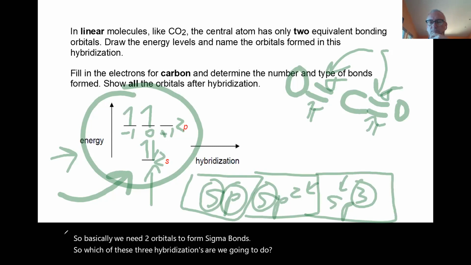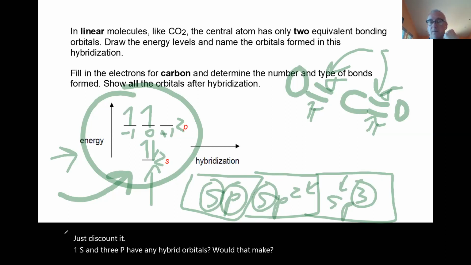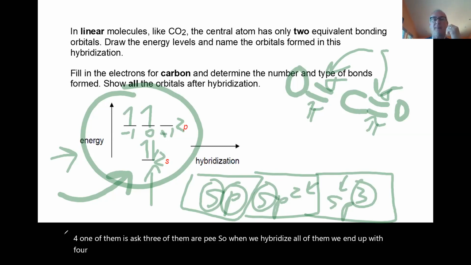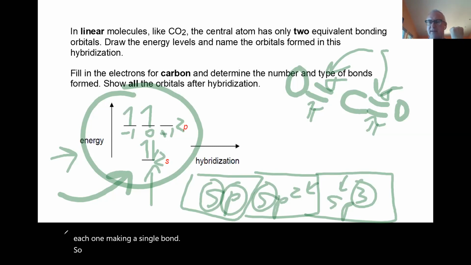Is it SP3? So when we do sp3, how many hybrid orbitals do we make? Just count them. 1s and 3p. How many hybrid orbitals would that make? 4. One of them is s, and 3 of them are p. So when we hybridize all of them, we end up with 4 orbitals. We have 4 orbitals, each one with 1 electron, and each one making a single bond. So is that the situation we have here?